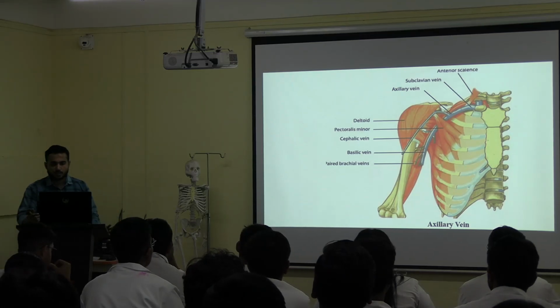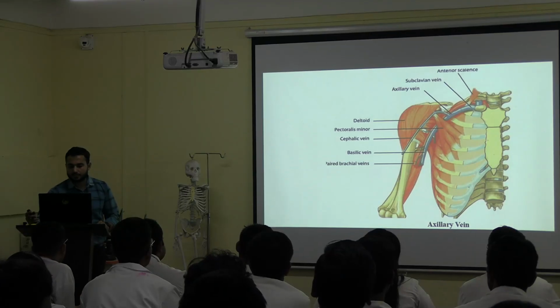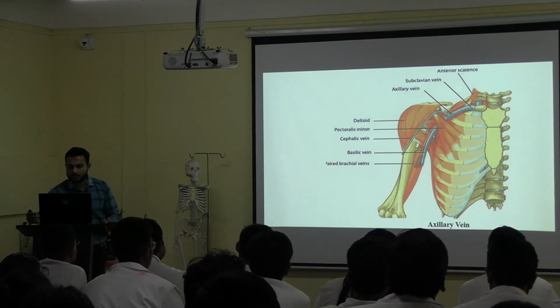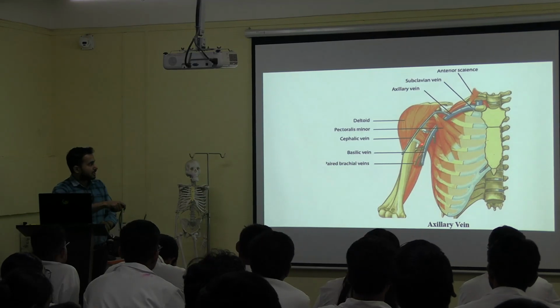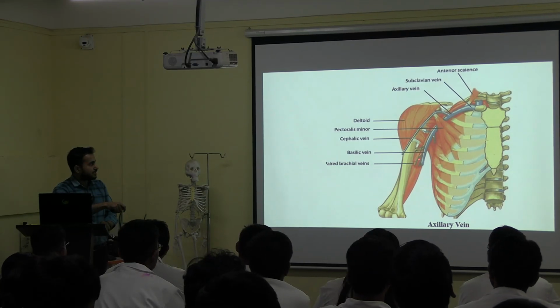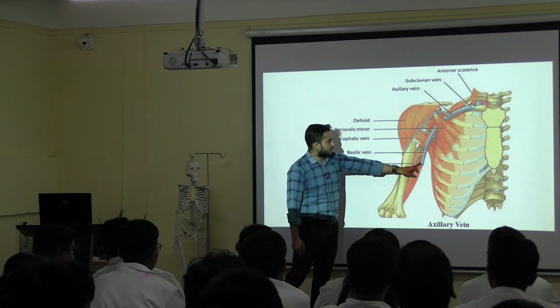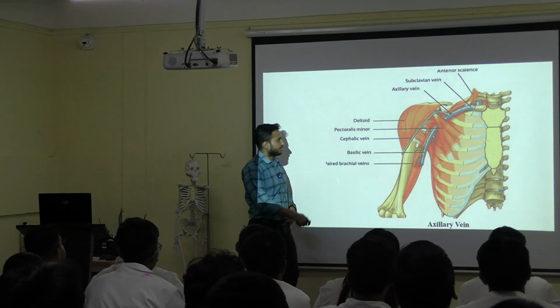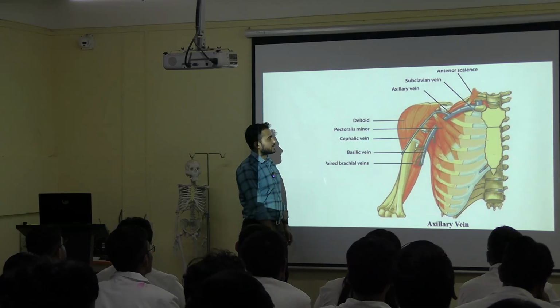Okay. Next, once it is flowing, it is joined by the brachial vein near the subscapularis and by the cephalic vein near the costal end. So you can see the brachial veins here. As you can see, these brachial veins are joining the axillary vein, and you can see the cephalic vein is also going and joining the axillary vein.